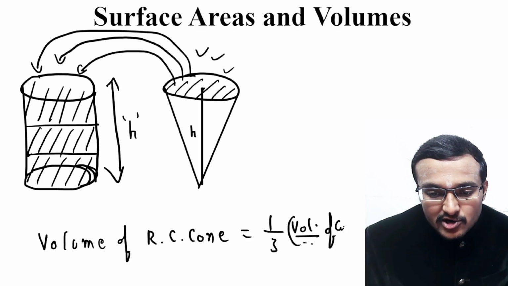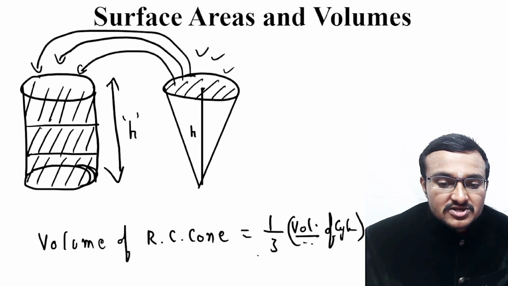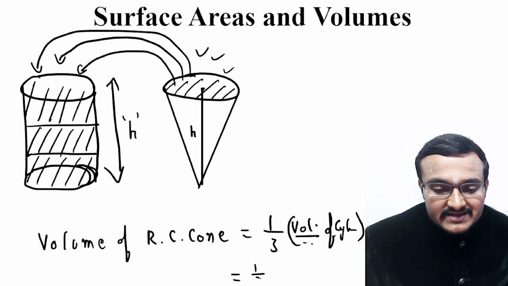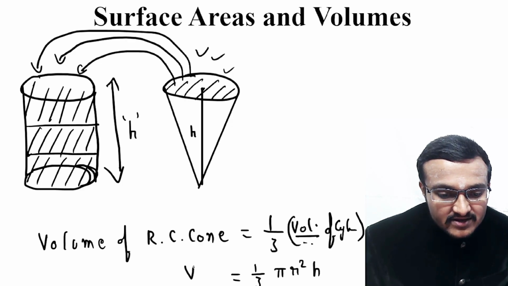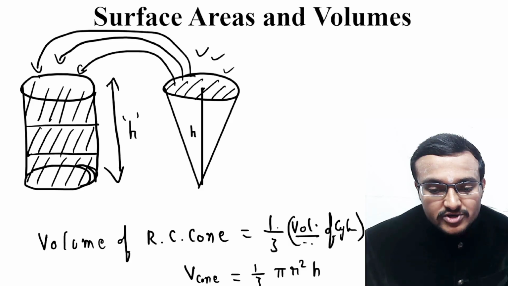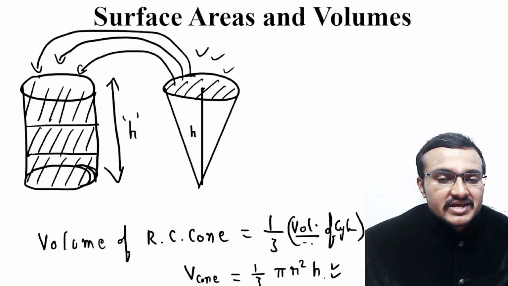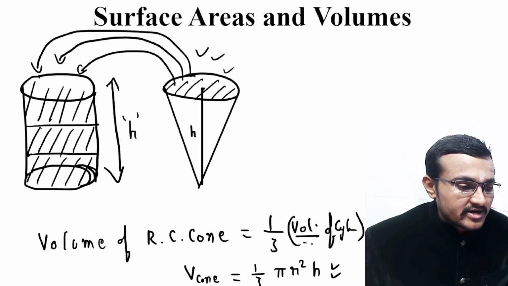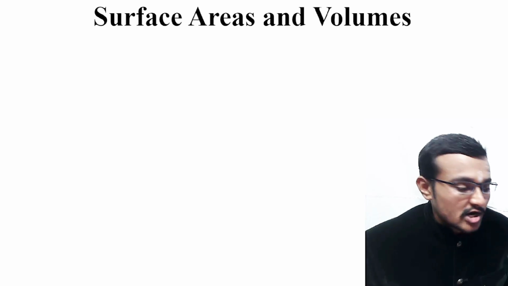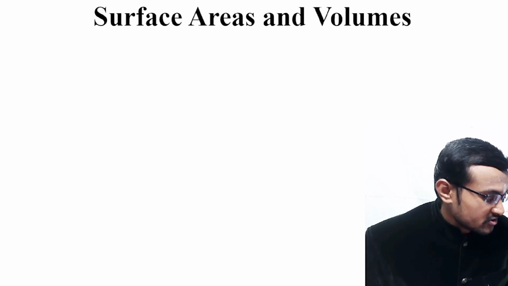So 1/3 of the volume of the cylinder. So what is the volume of a cylinder? That is equal to pi r square h. So that means the volume of a right circular cone is equal to 1/3 of pi r square h. Now we have learnt about the volume of this right circular cone.